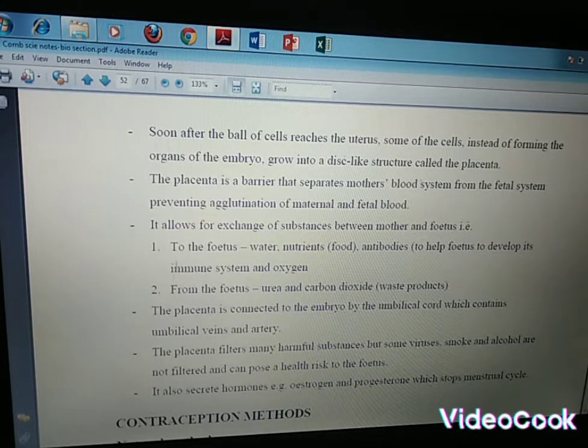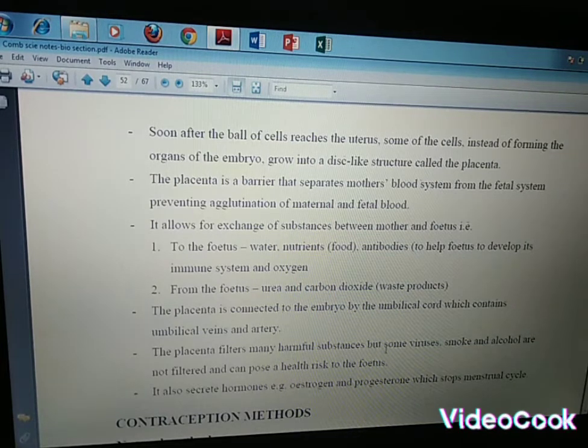What this placenta does is allow for the exchange of substances between the mother and the child. The fetus gets water, nutrients, and antibodies from the mother through the placenta. It also gives the mother the waste materials like urea and carbon dioxide, and the mother will then cleanse it, right? Take it to the outside environment. The placenta is connected to the embryo by the umbilical cord, which contains the umbilical veins and the umbilical artery. The placenta is actually a filter.